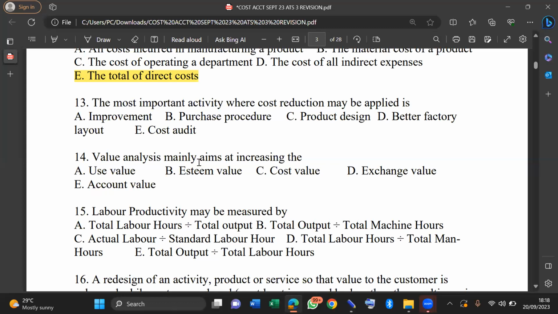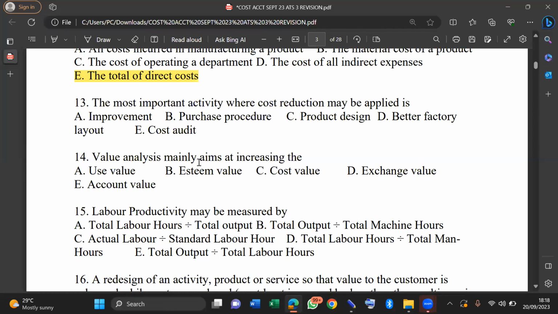So if you get not good material, it can bring about an abnormal loss and it will incur more cost. Product design. During advertisement, some customers look at the presentation of the product, so the product design also will require more cost. And then cost audit. It is well.